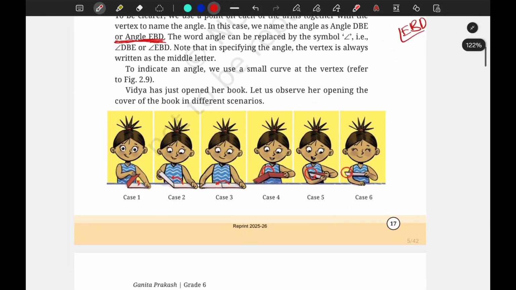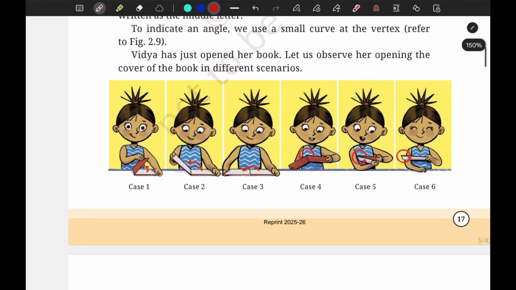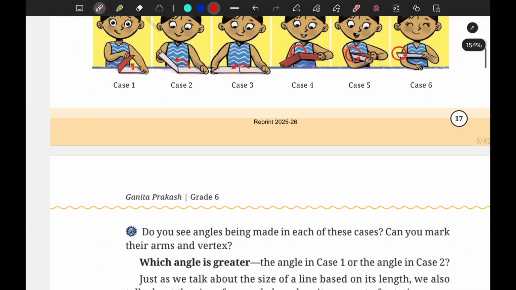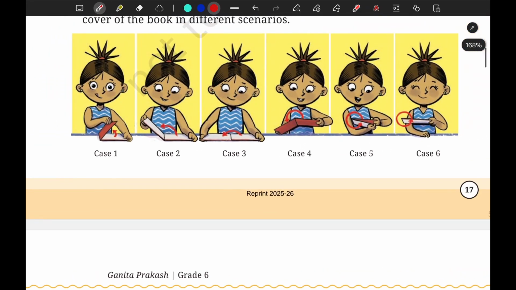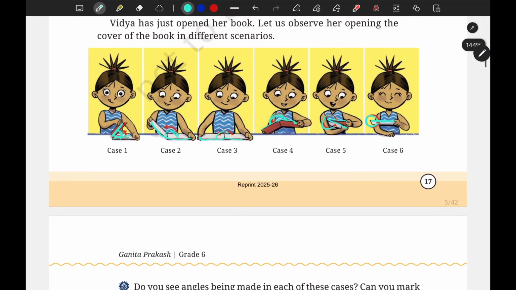And here they mention some pictures. We just want to tell both the arms and the vertex. These two are arms, and this is the vertex. These two are arms and vertex. Arms and vertex. Two arms are combined here, so this is the vertex.